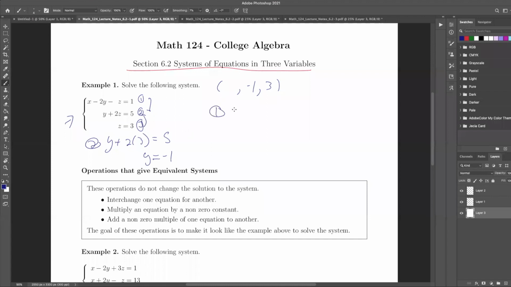And then I can go to equation 1. I have x minus 2 of minus 1 minus the 3 equals 1. And so here I have x is equal to 2. You just solve that out, and I get a 2 in here. And so our goal is, if I can get the system to look like this, I can just back substitute. So here I'm just back substituting here, and then back substituting back into here.